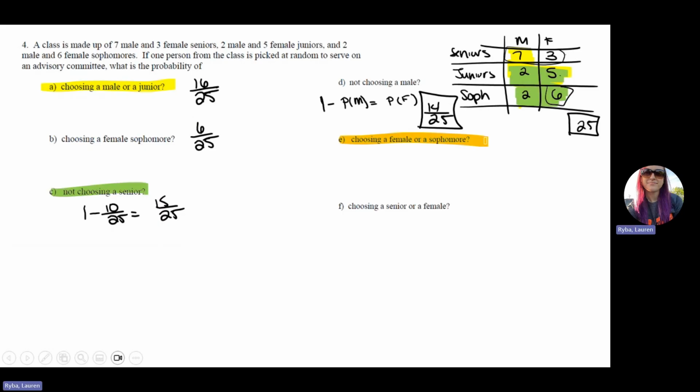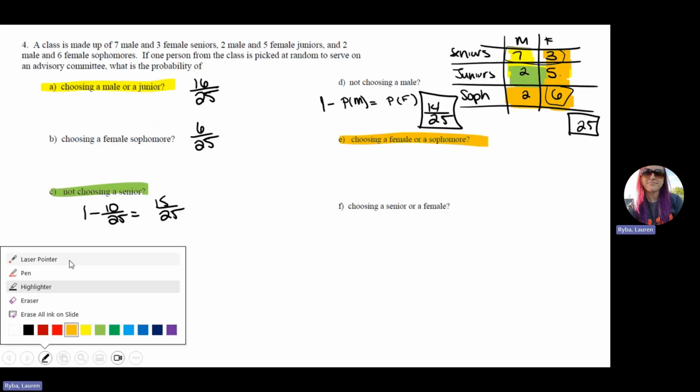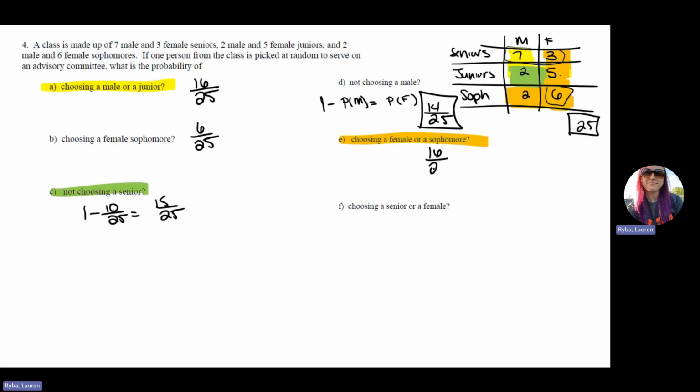Probability of choosing a female or a sophomore. So here's my females, but I also want to combine all my sophomores together. So 3 and 5 is 8 plus 6 is 14 plus 2 more is 16 out of 25.